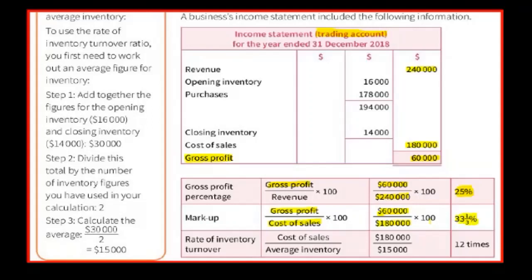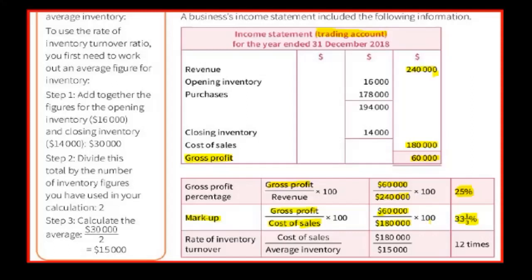Okay, what this would mean is that we are marking up the cost of our goods by 33 and a third percent to get our selling prices for the sale of our goods. Okay, that's what markup means. So notice it's on costs.